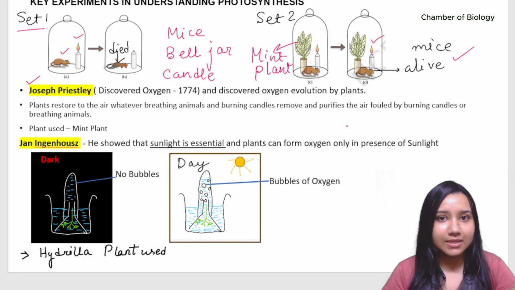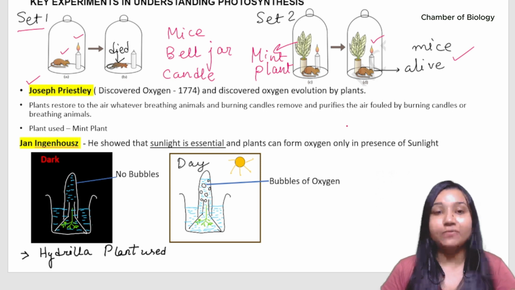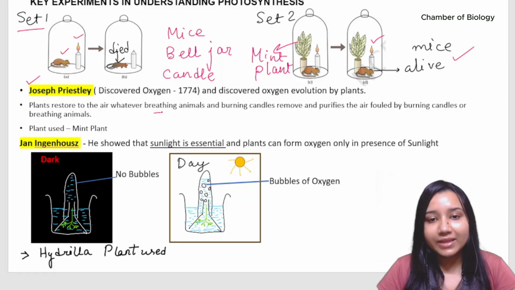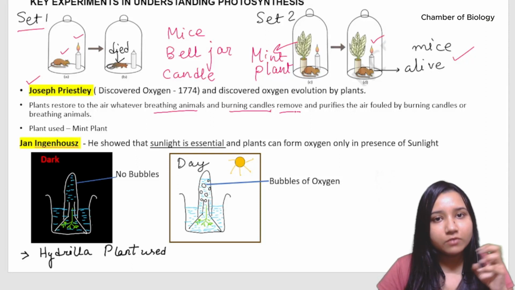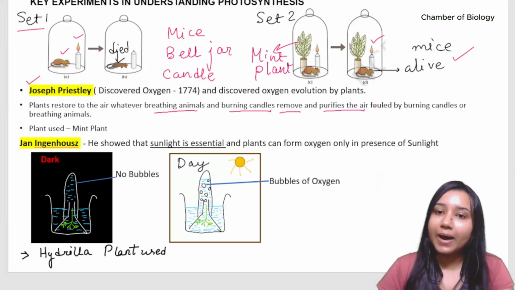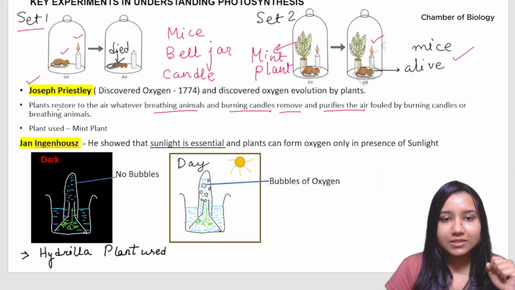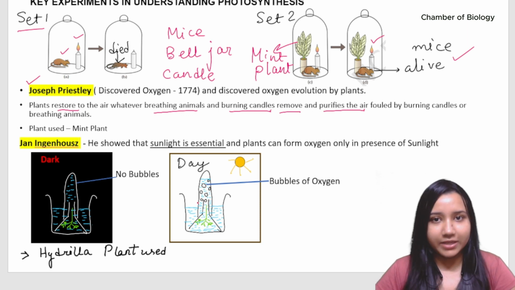That means what are plants releasing? A kind of gas, that is we know it's oxygen, and when it is releasing, what is happening? It is going to purify the air which has been made foul by the mice. Like when we are breathing, we are releasing something that is making the air foul. So he told that when the animals are breathing and burning of candle is happening, it is going to remove something from the air which is going to make the air foul, and the air is going to be purified by our plants only, okay? So plant is going to restore to the air whatever, when we are breathing, we are making it into a foul air, we can say. So the plant used is mint plant, okay?